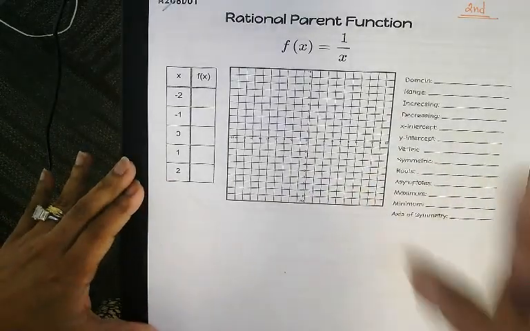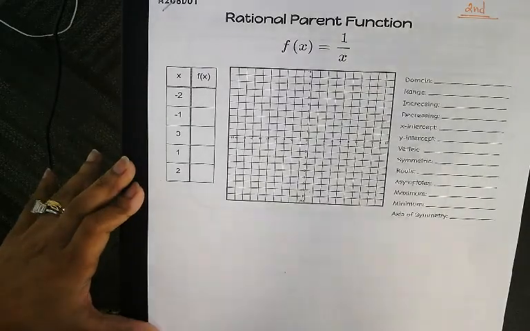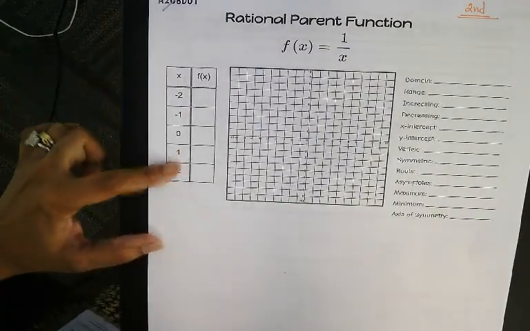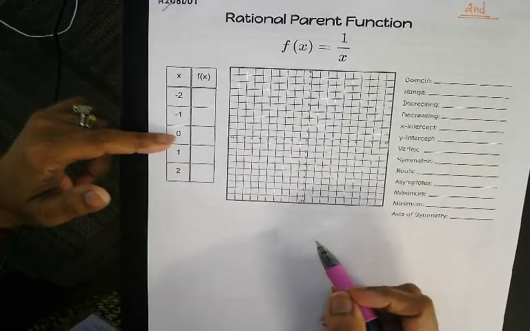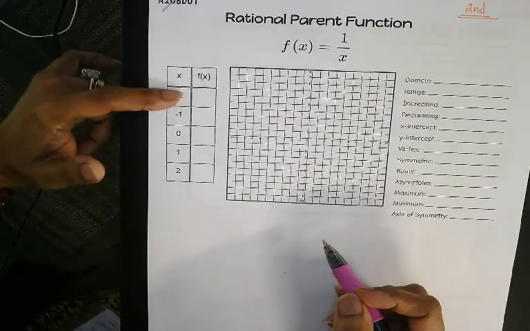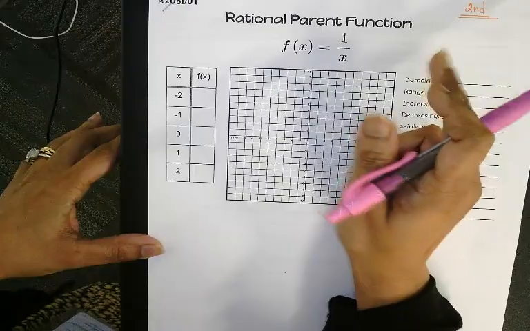The starting is the most important one. Once you build up the foundation, moving forward is going to be very easy. Okay, these are the standard points that we always take to get a clean graph on this one. So it's 0, 1, 2, -1, -2. We're going to substitute all the values in the function.